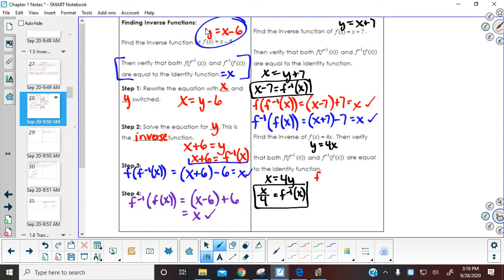Again, I'm going to plug in my inverse into my original equation. My original equation was 4 times x, but now my inverse is x over 4. So that does equal x, and it checks. And then I'm going to go the other way. I'm going to plug in my original into my inverse. If I look at my inverse, I have x over 4, but my original was 4 times x. That will simplify to be x. So in both cases, it does simplify to be the identity function, so those are indeed the inverses.